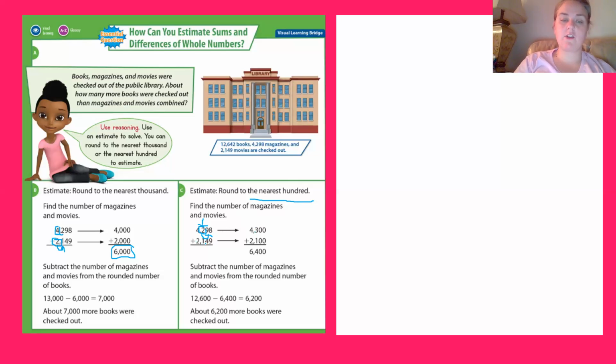Same thing with the 2,149. I'm looking at the hundreds place. So I look next door. If the number next door is 4 or less, I let the circled number rest. So it stays the same. So I would just move my 2 over, my 1 would just go over because it's going to rest, it's going to stay the same, and then everything after it becomes zeros. So then I always start at the right when I'm adding. 0 plus 0 is 0, 0 plus 0 is 0, 3 plus 1 is 4, 4 plus 2 is 6. So my estimate, if I'm rounding to the nearest 100, is going to be 6,400.